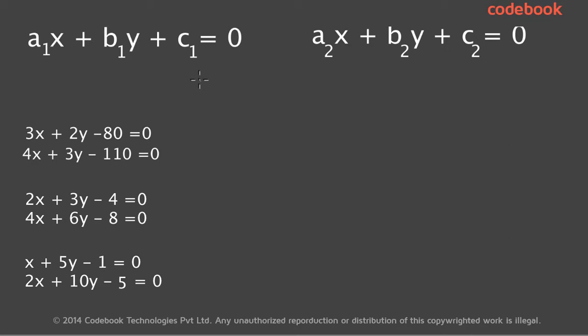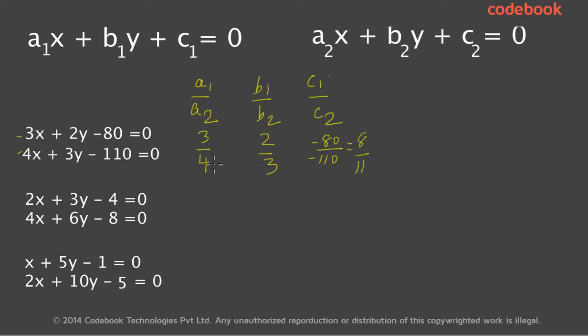So we'll begin by looking at the coefficients, which are nothing but a1 by a2 here, b1 by b2 and c1 by c2. So now let's try to calculate these values for these equations here. So in the first case, a1 by a2 is 3 by 4, right? Whereas b1 by b2 is 2 by 3, and c1 by c2 is minus 80 by minus 110, which is nothing but 8 by 11.